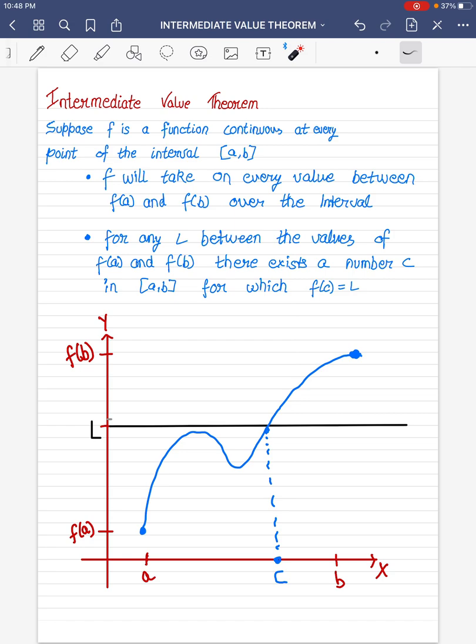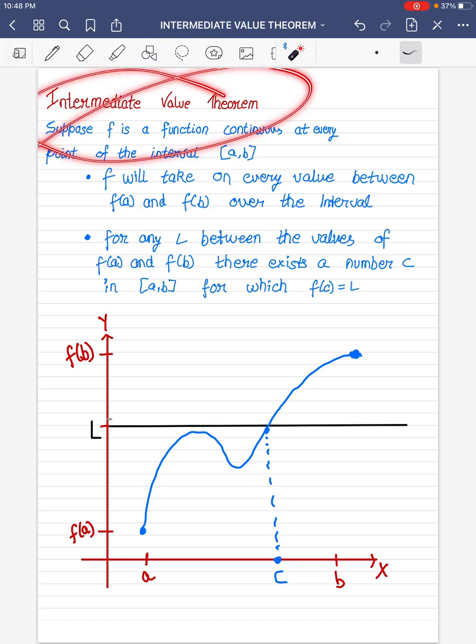So this was the graphical representation of this intermediate value theorem. I hope you guys understand.